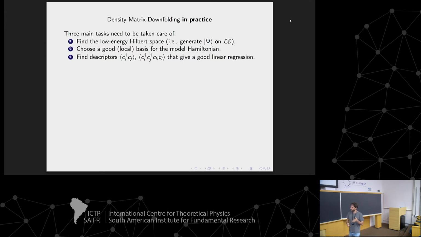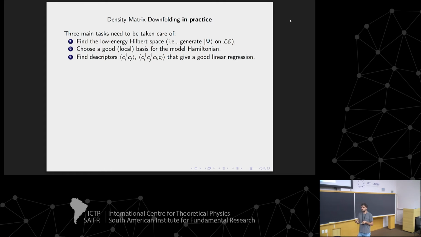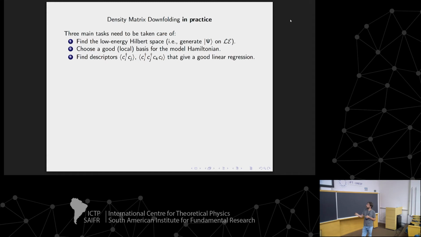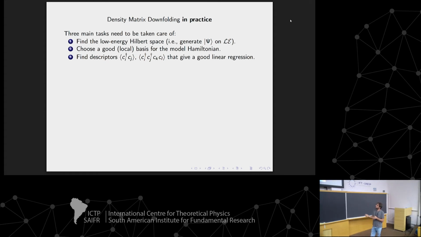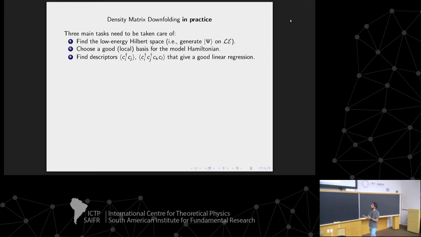How to do that in practice? We essentially have three steps that we have to take care of. First thing, we have to find the low energy space, okay? We have to generate wave functions on that low energy space. Then we have to find a good local basis to write our effective model on, okay? And then we have to find the descriptors, the matrix elements of these one and two body density matrices that are most relevant, most important in our fit, okay?